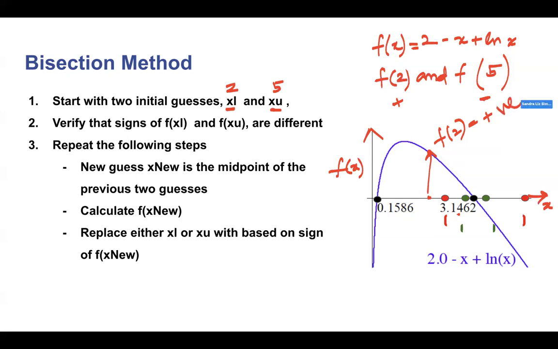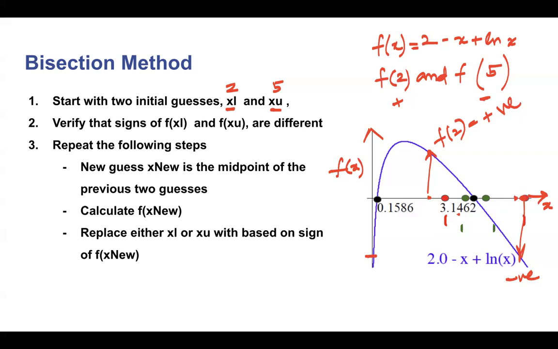f of 2 is positive. Now f of 5. So 5 is somewhere after here. So this is 3.146. Let me imagine 5 is here. Okay, 5 is here. So what is the value of f of 5 here? You can see it's a negative value, right? So f of 5 is a negative value.